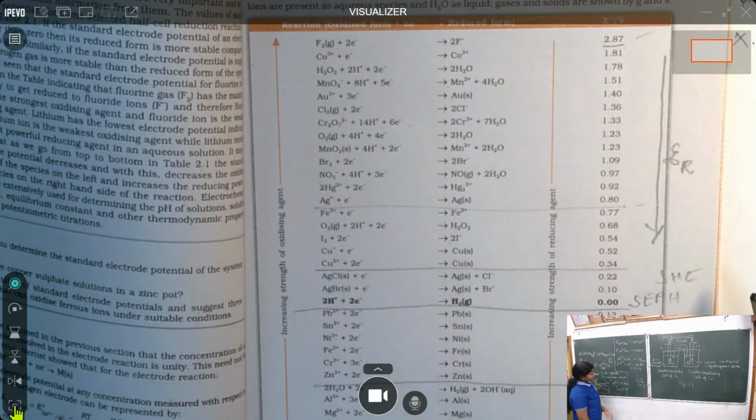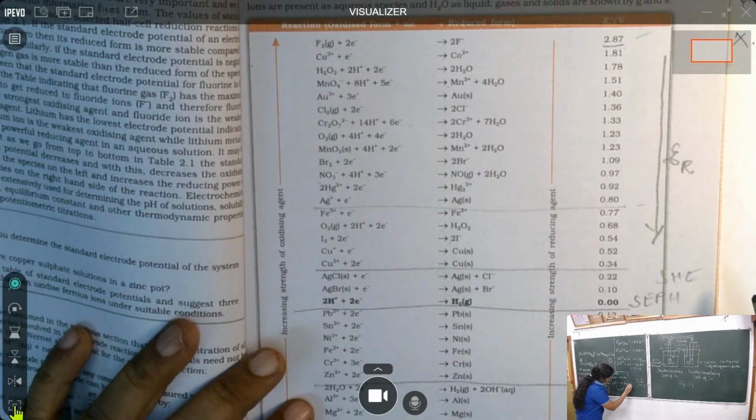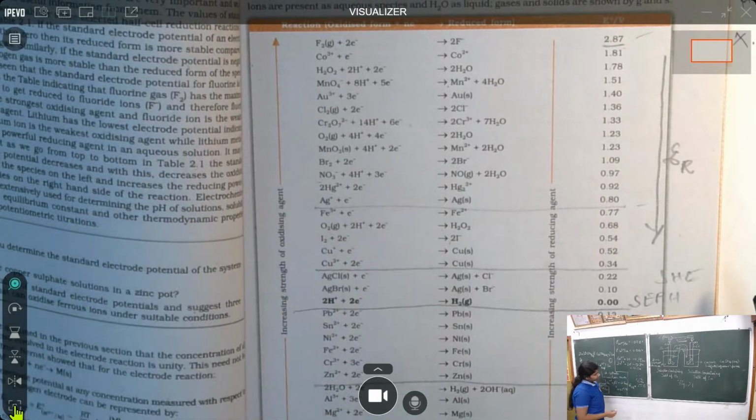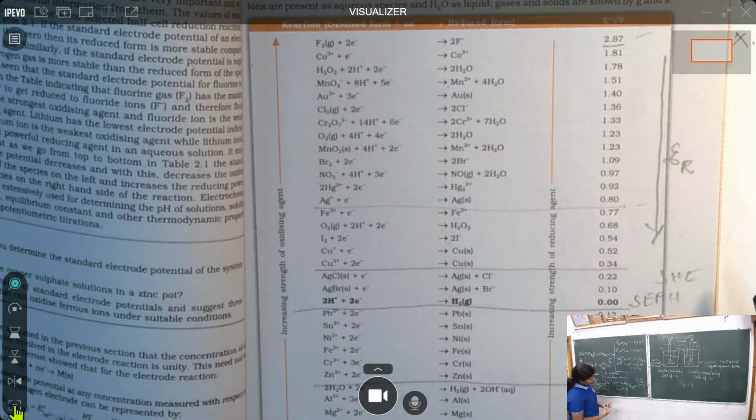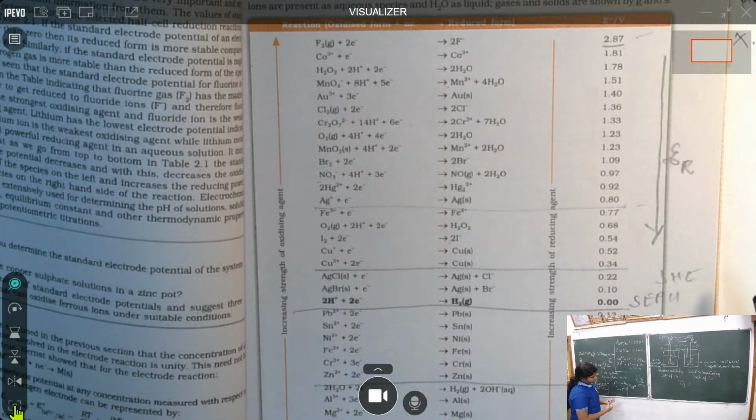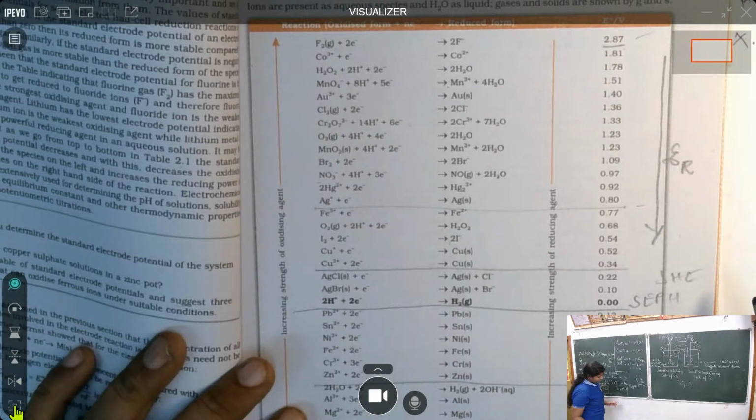So E cell is equal to, write down, E cell is equal to 1.1 volt. Is it clear? And that too at standard state. Standard state means you put 0 at the top, as a superscript.